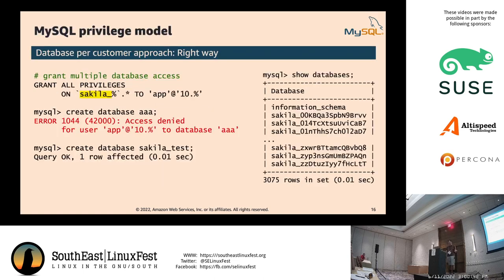What's the right way of doing this? Well, the right way of doing it, if you want to fix the privilege escalation for that particular user, is to be more selective. Let's imagine that we start our database names with sakila, and sakila is the name for a dolphin. If we always start our database names with sakila, we can grant on sakila underscore percent. And that will disallow access to the MySQL system database. But it will also disallow creating a database not following this pattern, right?